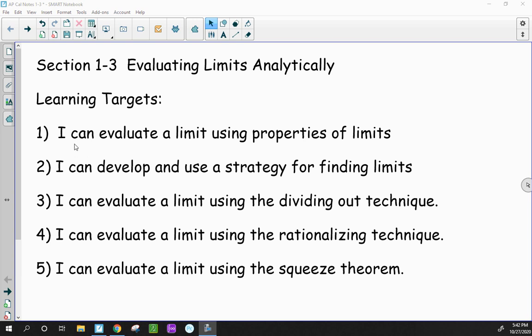Learning targets. Number 1, I can evaluate a limit using properties of limits. Number 2, I can develop and use a strategy for finding limits. Number 3, I can evaluate a limit using the dividing out technique. Number 4, I can evaluate a limit using the rationalizing technique. And number 5, I can evaluate a limit using the squeeze theorem.